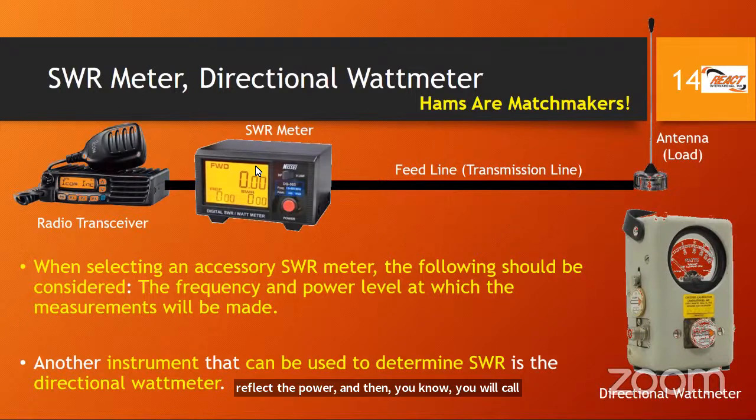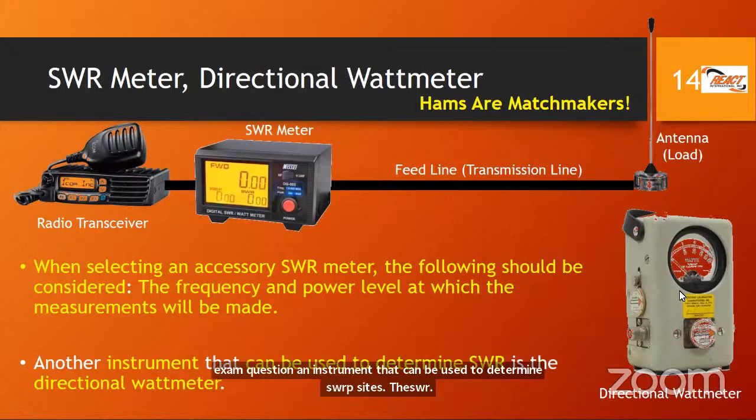If you don't have an SWR meter, but you do have a directional watt meter, you can use it, and that's it. The exam question: another instrument that can be used to determine SWR besides the SWR meter is a directional watt meter. This is what it looks like, and we'll show you it in a diagram shortly.